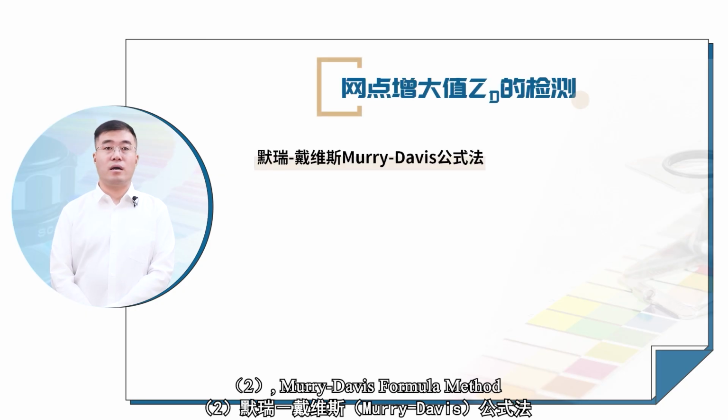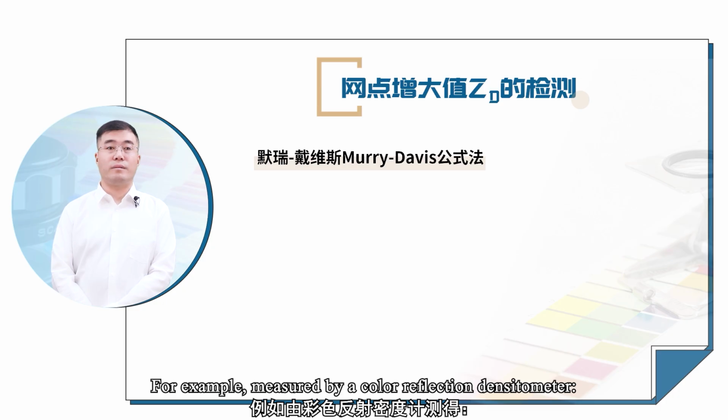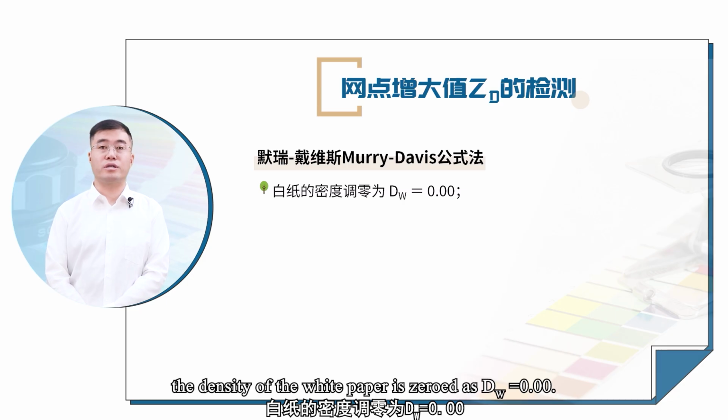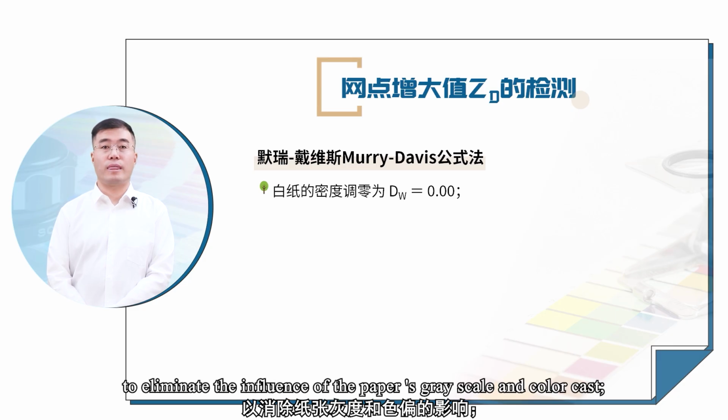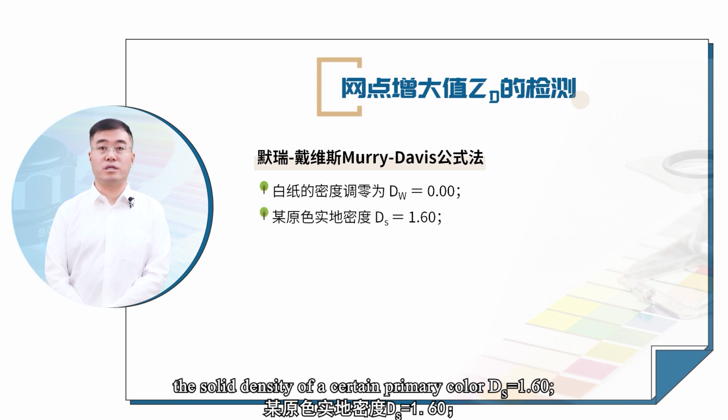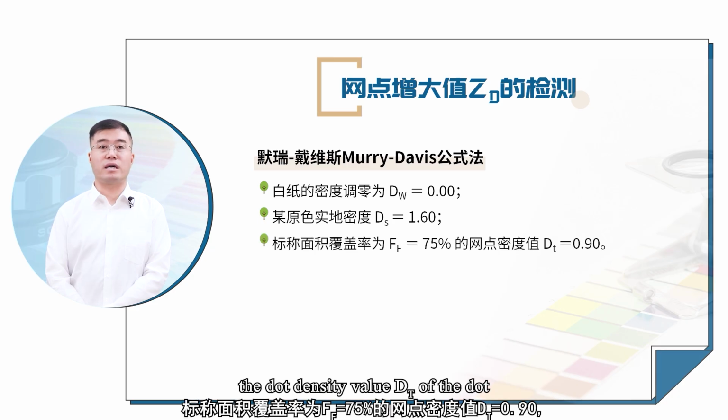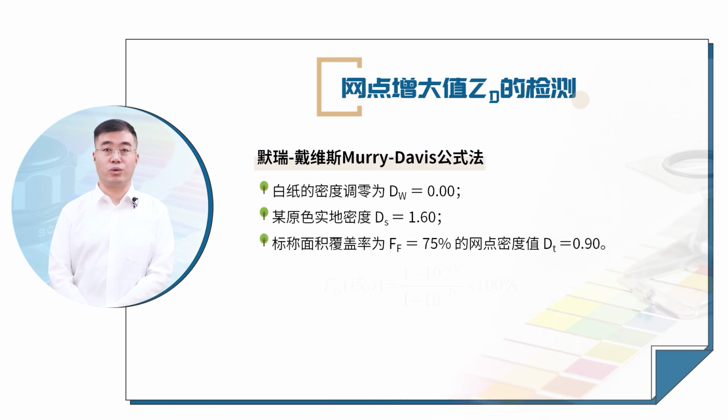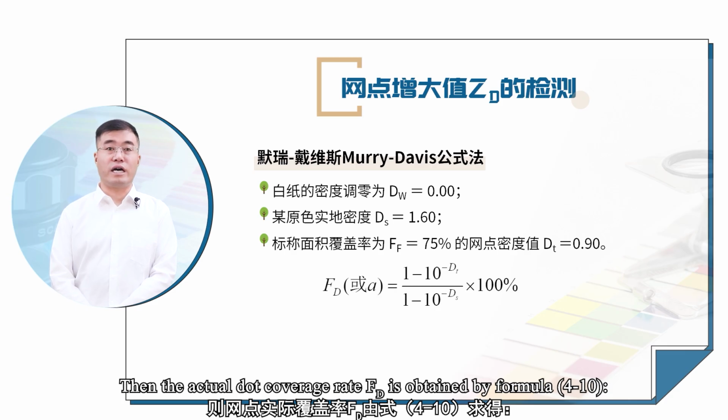2. Murray-Davis formula method. For example, measured by a color reflection densitometer. The density of the white paper is zeroed as D sub W equals 0.00 to eliminate the influence of the paper's grayscale and color cast. The solid density of a certain primary color D sub S equals 1.6. The dot density value D sub T of the dot with a nominal area coverage rate of F sub F equals 75% is 0.9. Then the actual dot coverage rate F sub D is obtained by formula 4-10.